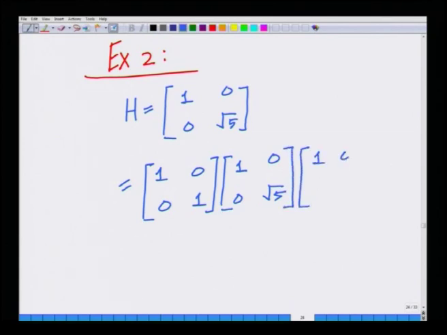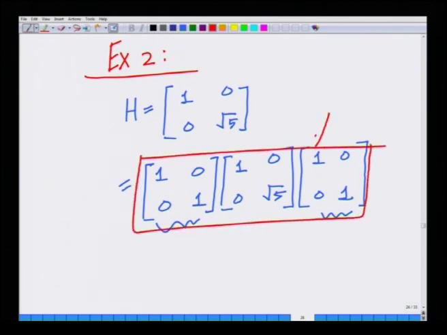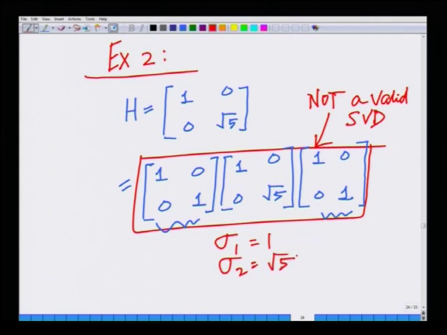times 1, 0, 0, 1. So, this satisfies all criteria. For instance, this has orthonormal columns, this has orthonormal columns, the singular values are non-negative. However, this is not a valid SVD. Why is this not a valid singular value decomposition? Because look at the singular values, sigma 1 equals 1, sigma 2 equals square root of 5, these are not ordered. In fact, we have sigma 2 greater than or equal to sigma 1.